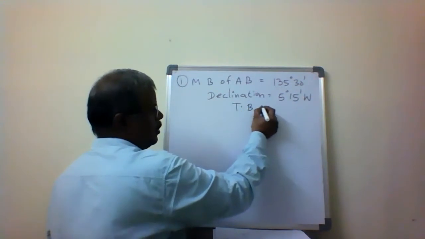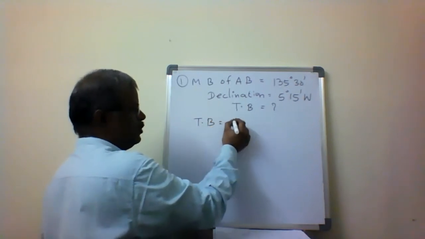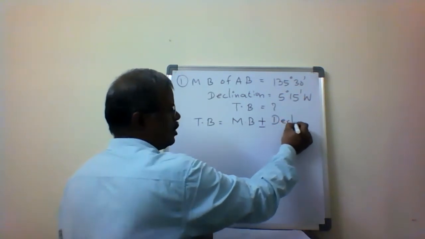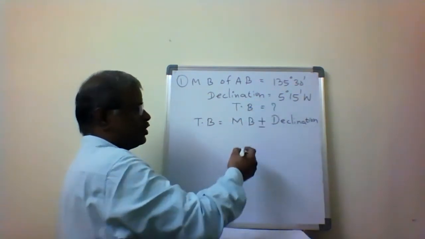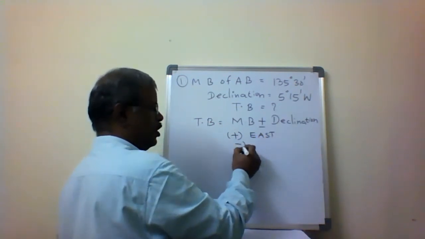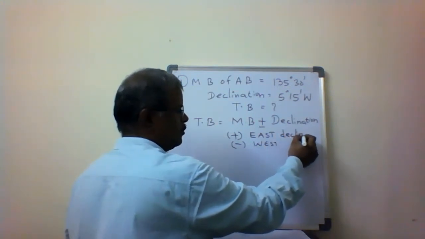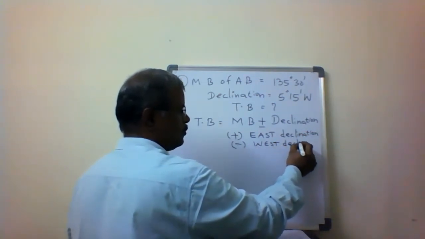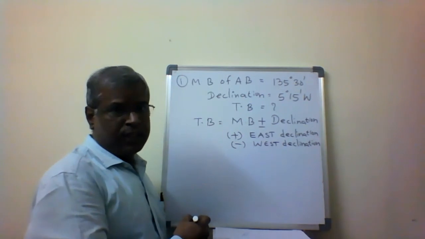What is the true bearing? We can use the formula directly: true bearing equals magnetic bearing plus or minus declination. West is positive and east is negative for the magnetic bearing, so for the true bearing we use the opposite: east declination positive and west declination negative.